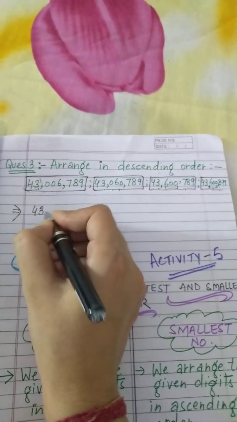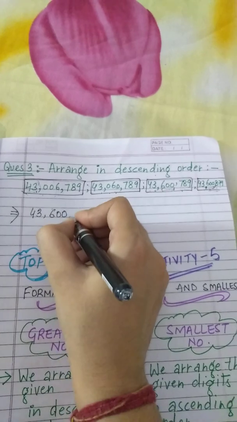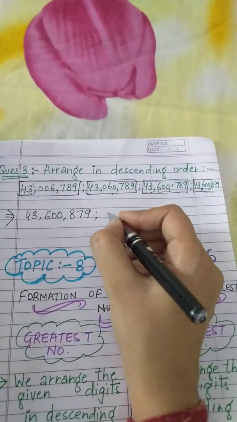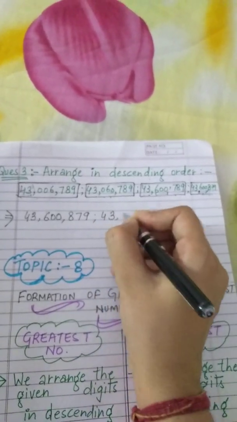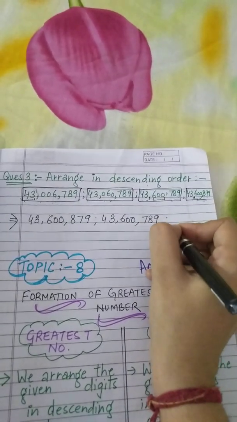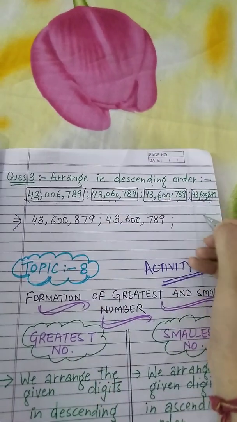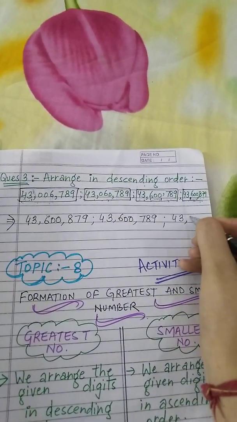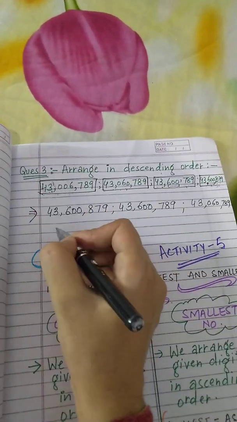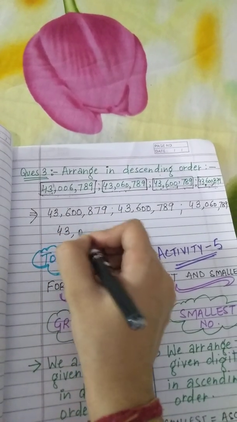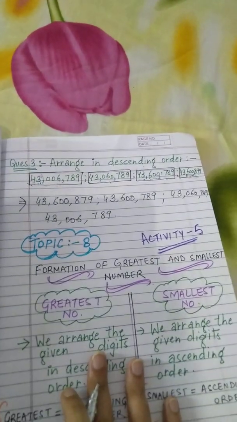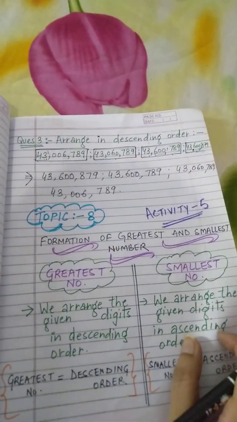43,600,879. Then after this we will write this number 43,600,789. After this we will write this one 43,60,789, and at last we will write 43,06,789. This is how we can do ascending order and descending order.